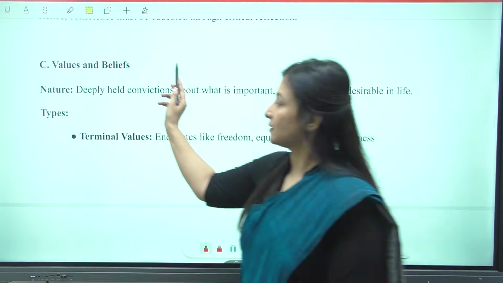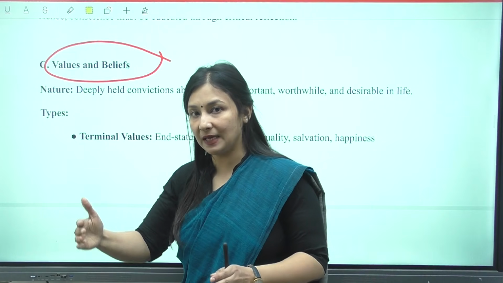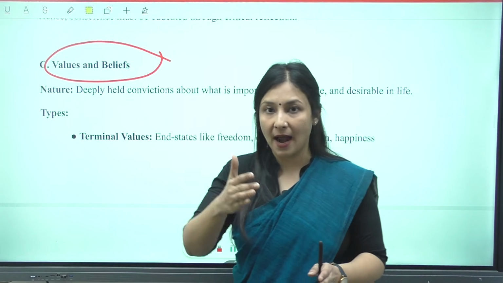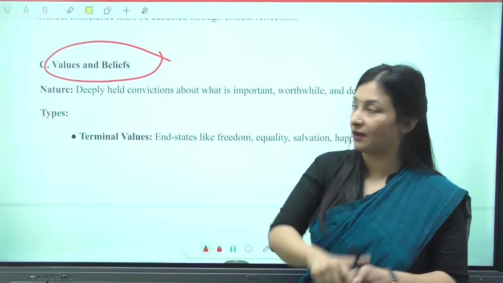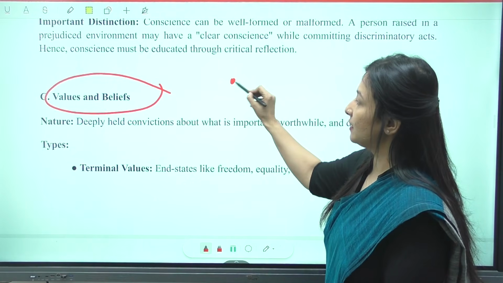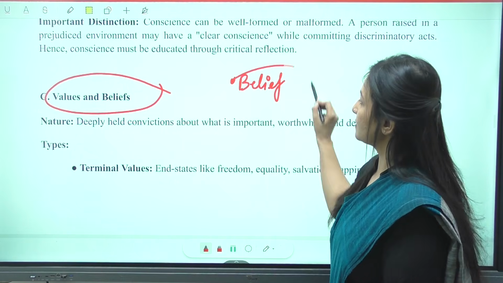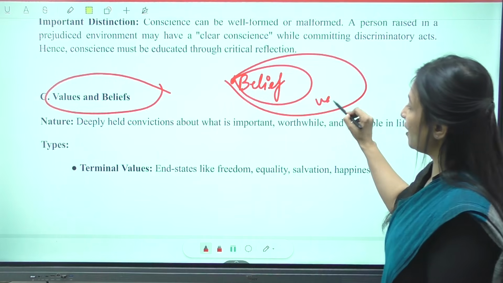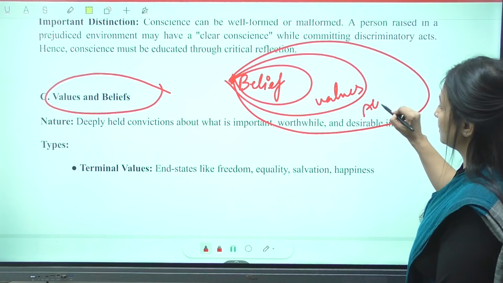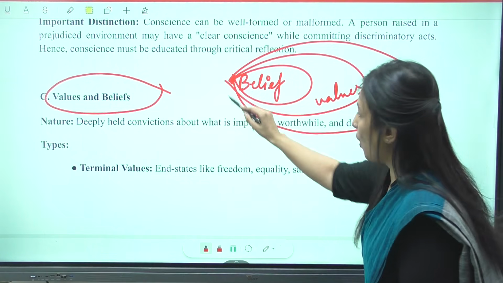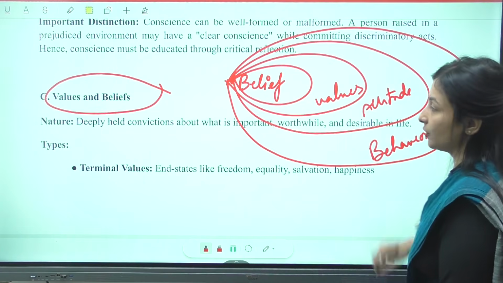About the values and the beliefs, right? I will be dealing with human values, how beliefs are changed into values, how values change into attitude, and how attitude changes into behavior. You can draw this diagram over here: initially it is the belief system of a person. On this basis it develops the value system of the person, on this basis develops the attitude of a person, and on this basis develops the behavior of the person.